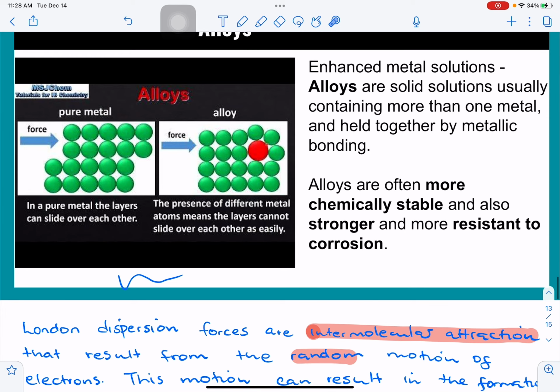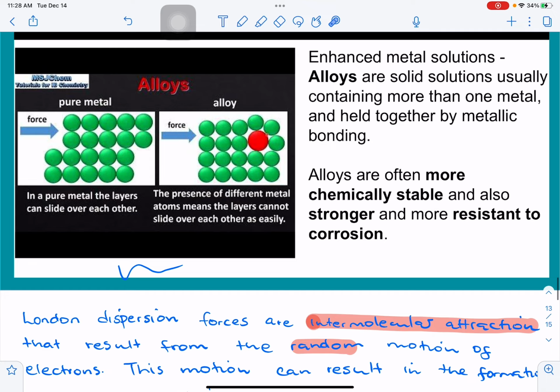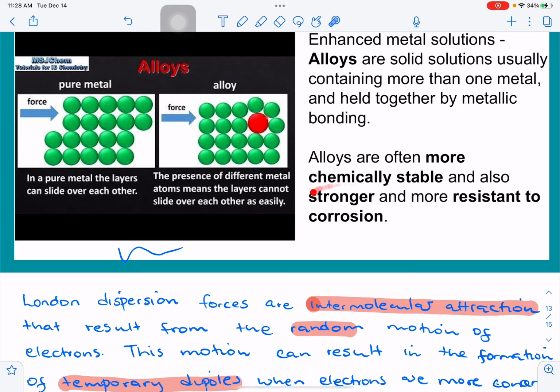They are more chemically stable and stronger. Okay. And they are more resistant to corrosion. So they react with oxygen in the air much less than pure metals. And so that makes them very useful. Also, they are much, much stronger.